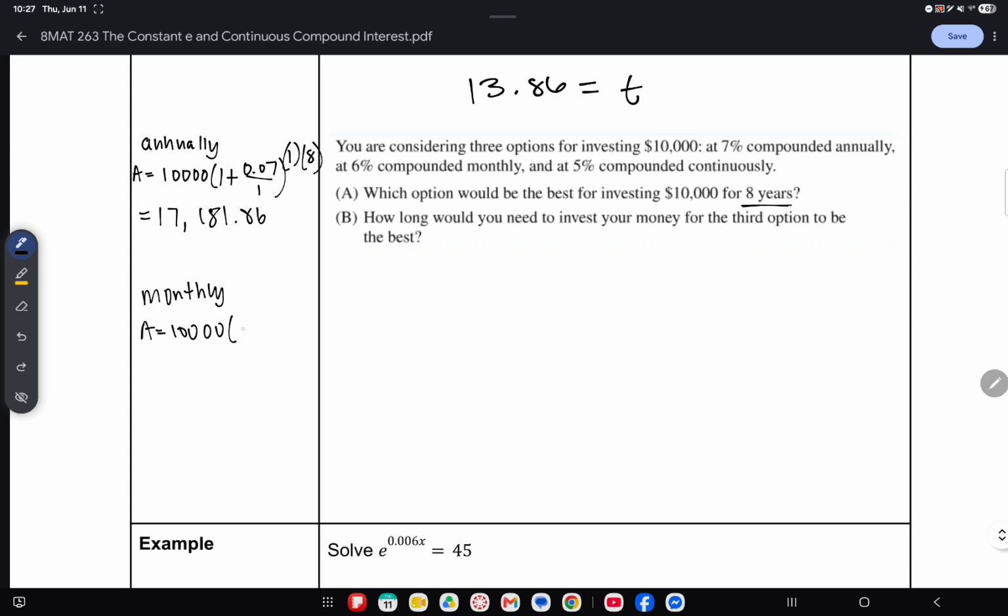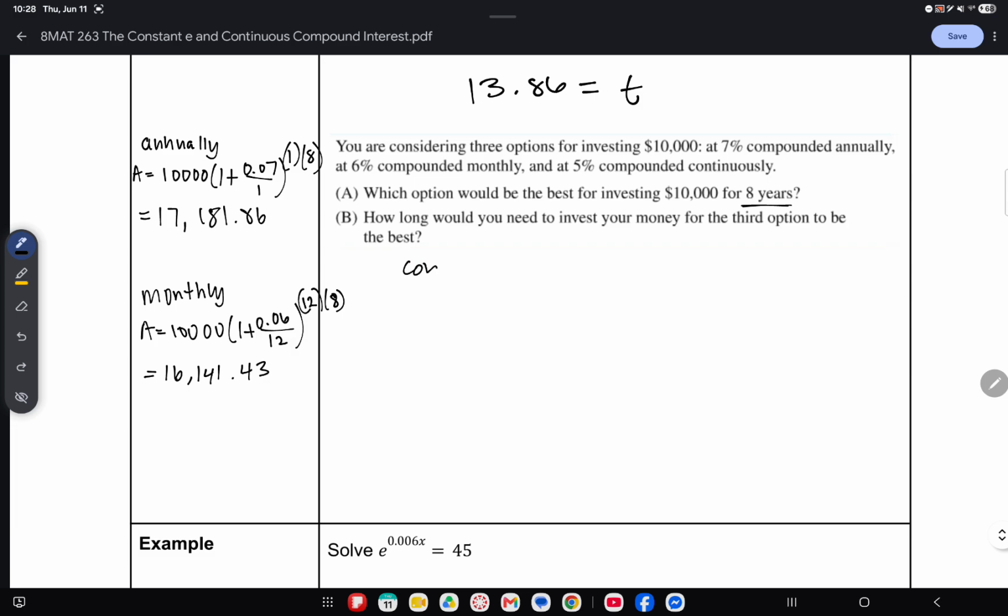So it's still that initial 10,000. Our rate this time is 6%, but monthly, so that's 12 times a year for 8 years. So (0.06 divided by 12 plus 1) raised to the 12 times 8, which is 96, and then times that 10,000. So I get 16,141.43.